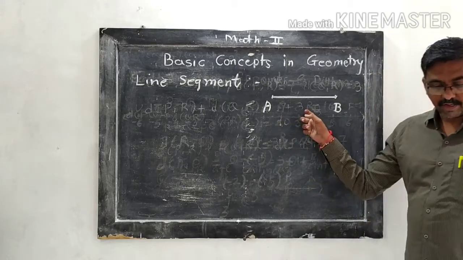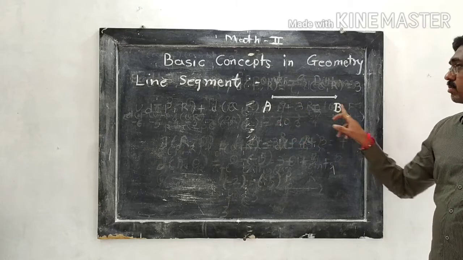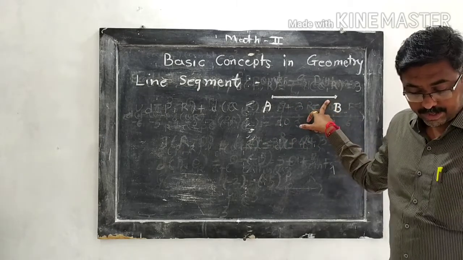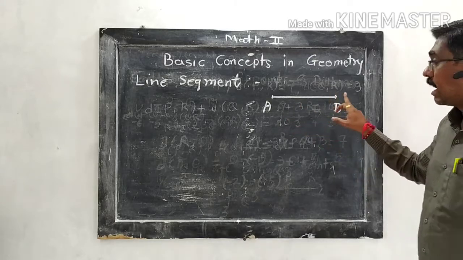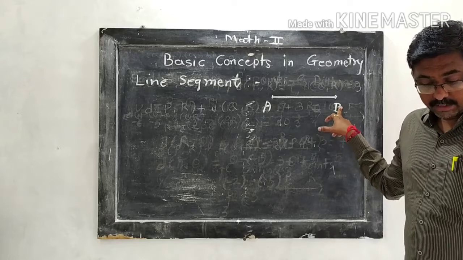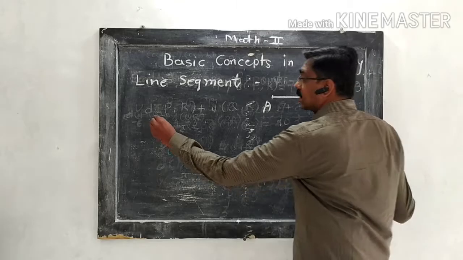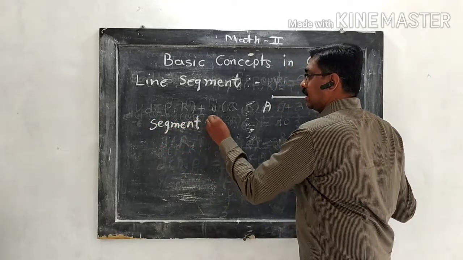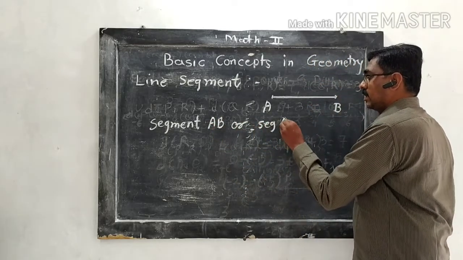That we have discussed, that is the line segment. So here I draw the figure of the line segment. A line segment is the union of two points and all the points that lie between them. So the union of point A and point B and the points between A and B is called the segment AB or seg AB.